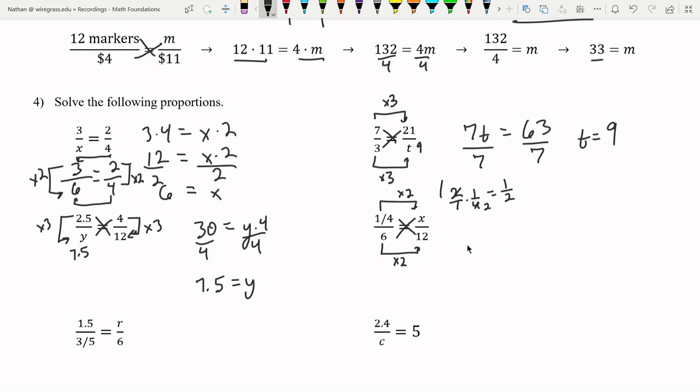1/4 times 12, or 12 over 1, and then 6 times x, 6x. I can reduce this to 3. That gives me just 3 on this side. Divide by 6, and I get x equal to 3 over 6, which is the same thing, dividing top and bottom by 3, as 1/2, and that checks out perfectly.